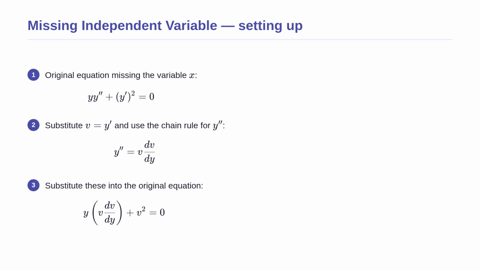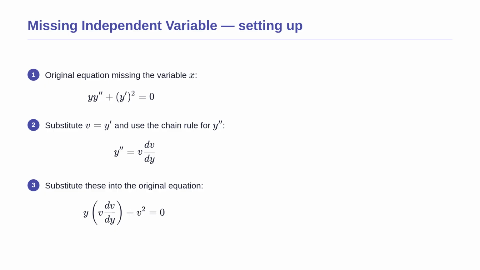Before we derive the chain rule trick, let us see it in action with a concrete example. We are given the equation y times y double prime plus y prime squared equals 0. If we inspect the equation carefully, we see the dependent variable y and its derivatives, but the independent variable x is completely missing. This falls into our second category.